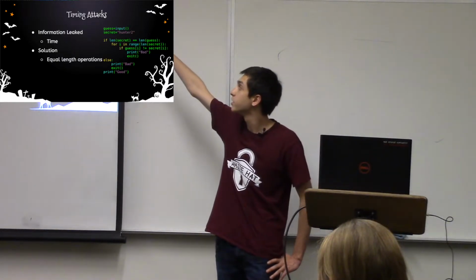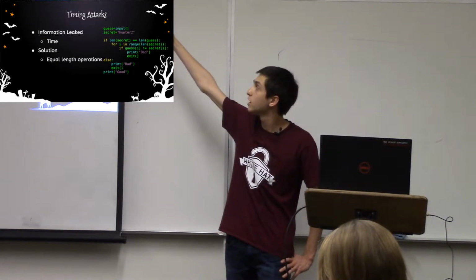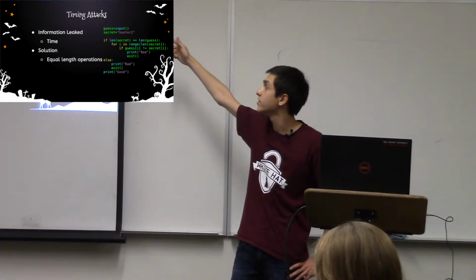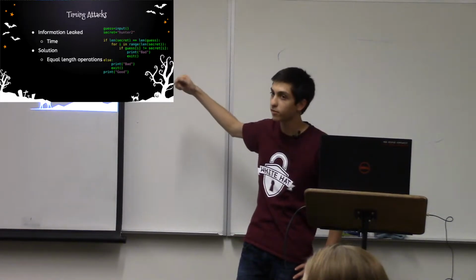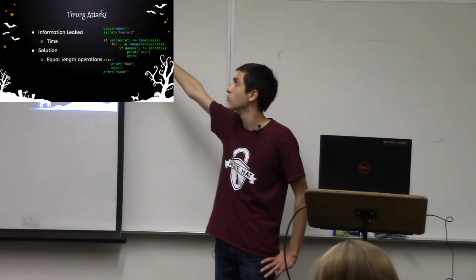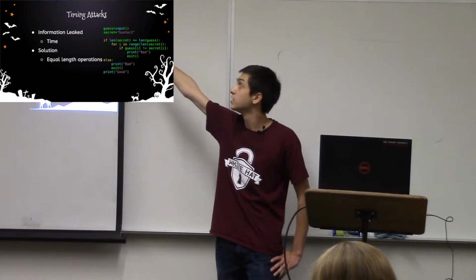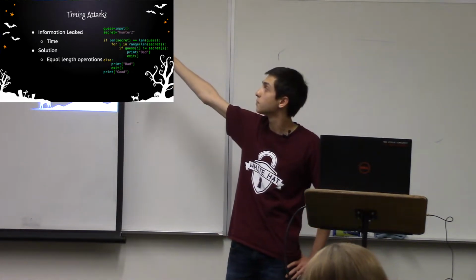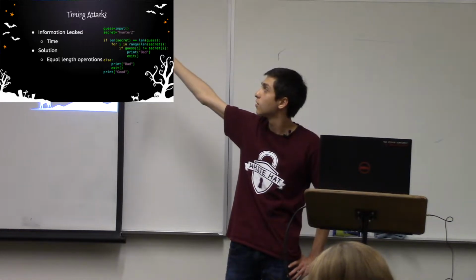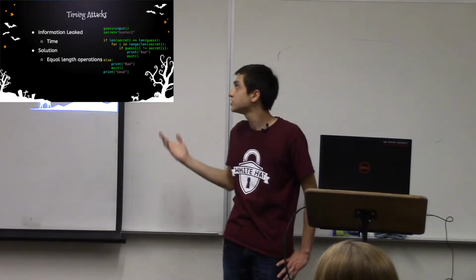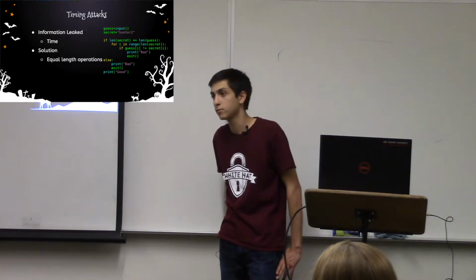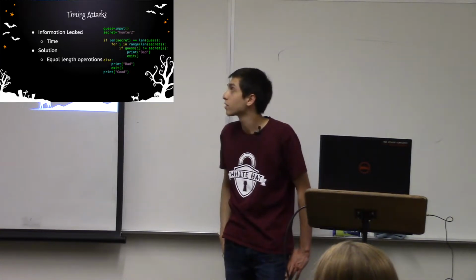So if we look at this piece of code, what this code does is take in a password, compare the length. If that passes, it's going to go through each character and compare it. And if that passes, it'll print good. If one of the characters doesn't match, or the lengths don't match, it's going to print bad and exit.